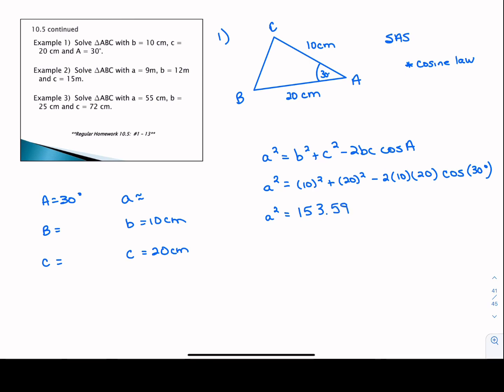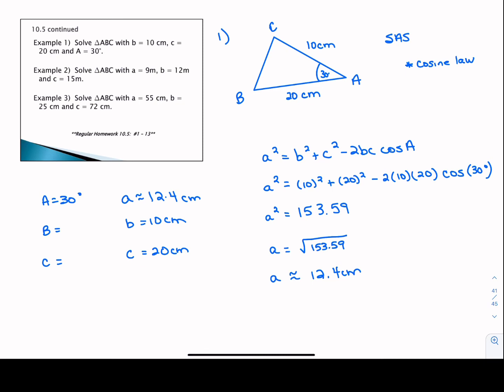So it doesn't mean that side length A measures 153 centimeters. What that means is that's a squared. So we need to square root that answer so that we get instead the square root of 153 approximately. So let's just write that out as our step. A gives us roughly 12.4 centimeters if we round to the nearest tenth. So we've got 12.4 centimeters for side length A. And at this stage, we're ready to solve for the other two missing angles.